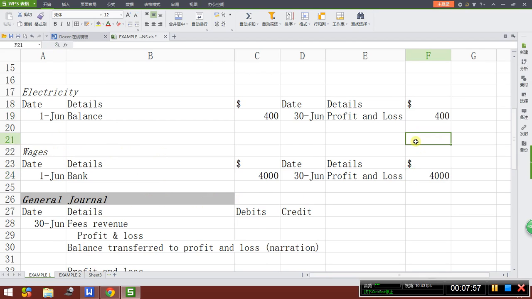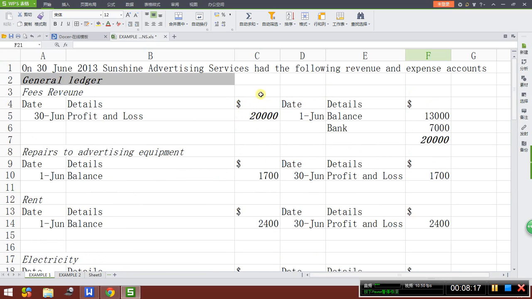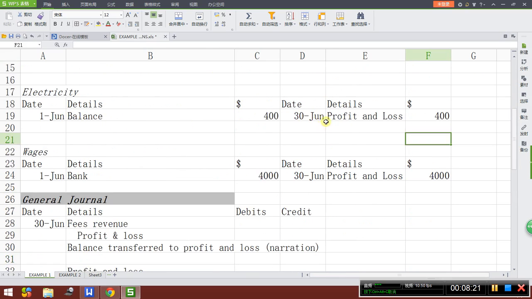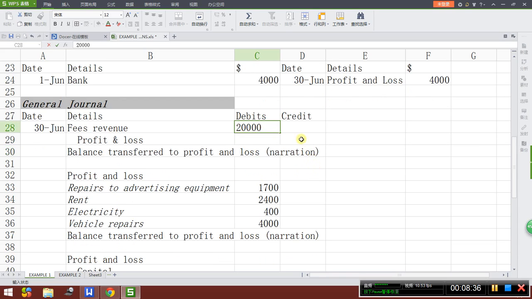Okay. The next step is a general journal. I'll divide the journal into three parts. The first part is the fees revenue and the profit and loss. These two figures in debit and credit side are equal. So it is 20,000. So I'll put this figure, fees revenue 20,000. So in profit and loss in credit side, we already know it, but how to calculate the figure 20,000 about the profit and loss? So I'll leave it.